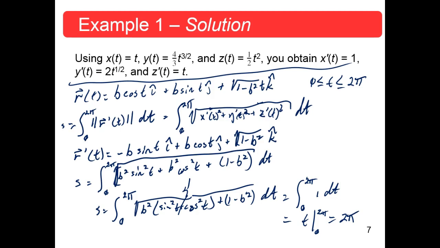Because inside the radical here is b squared times 1 is b squared plus 1 minus b squared, plus b squared minus b squared. Add the 0, you just get 1. Square root of 1, which is 1 dt. Integral from 0 to 2 pi. That would be a 2 integral t integral from 0 to 2 pi.